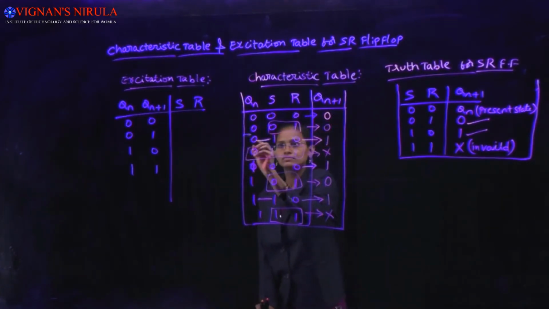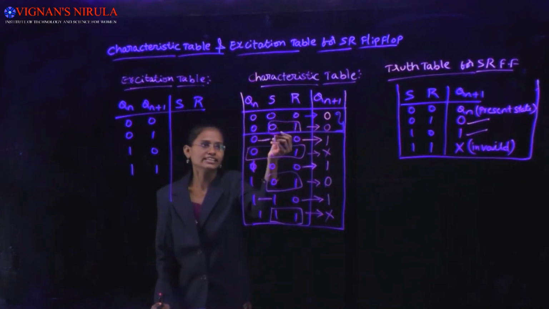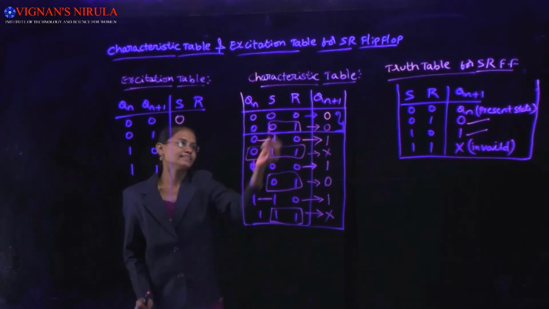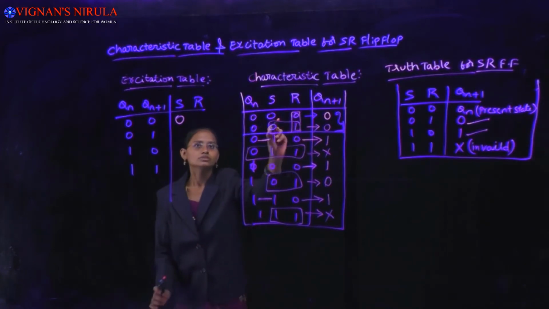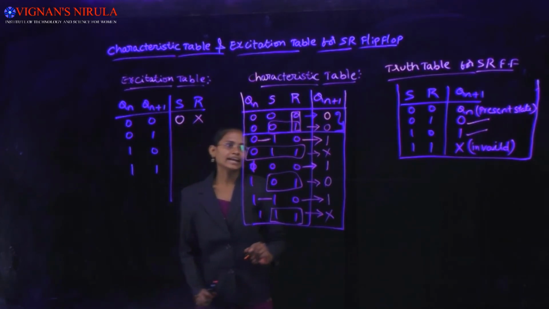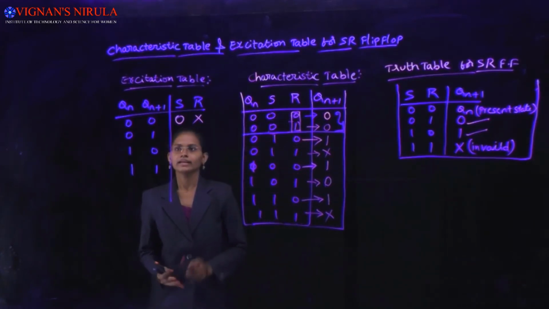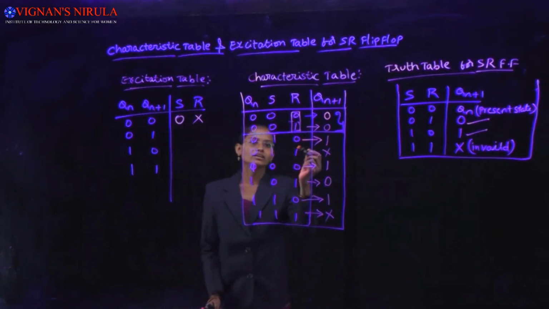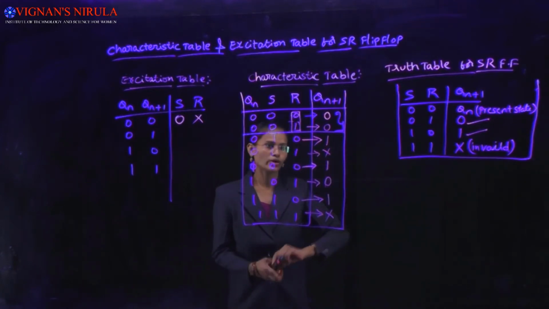In this case, here set is 0, and reset is 0 or 1. These two are changes, so the R indicates don't care. And next, the present state is 0 and the next state is 1. Observe this point.